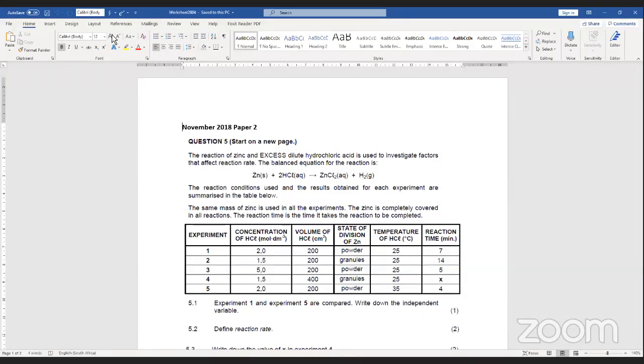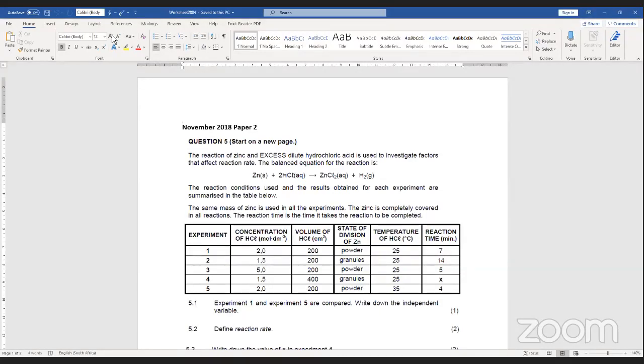Okay, so the question states: The reaction of zinc and excess dilute hydrochloric acid is used to investigate factors that affect reaction rate. The balanced equation for the reaction is solid zinc plus hydrochloric acid gives you zinc chloride plus hydrogen gas. The reaction conditions used and the results obtained for each experiment are summarized in the table below. The same mass of zinc is used in all experiments, and the zinc is completely converted in all reactions, and the reaction time is the time it takes the reaction to be completed.